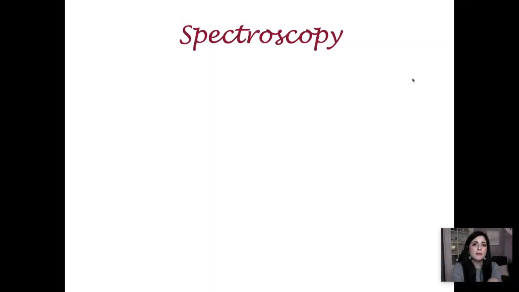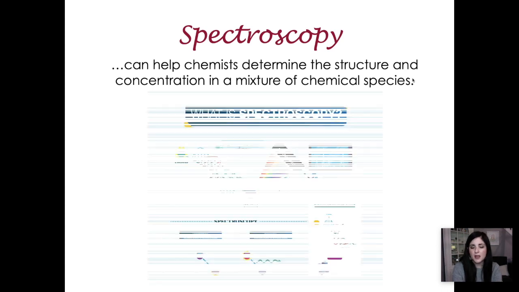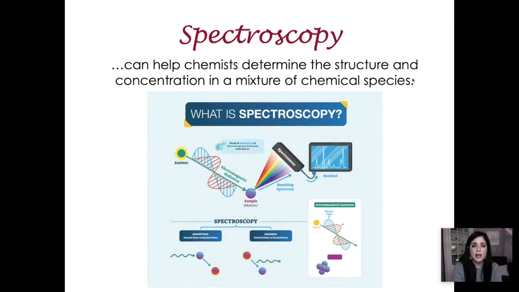Now, we talked a little bit about spectroscopy and spectrometry before, and we can use the electromagnetic spectrum as a means of performing spectroscopy as well. And of course, spectroscopy can help chemists determine the structure and the concentration of a mixture of species. And there's a few ways that we can do that.